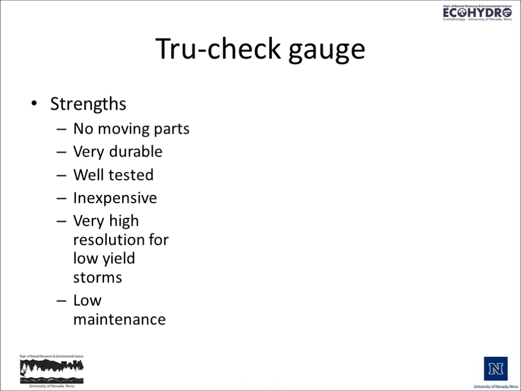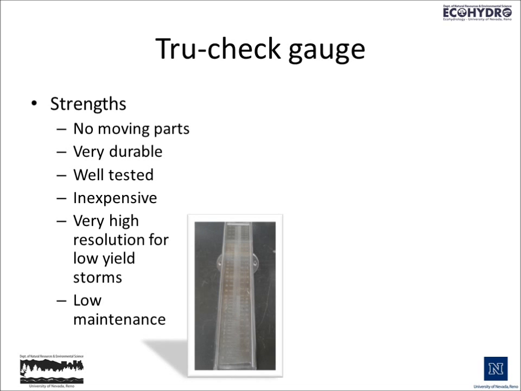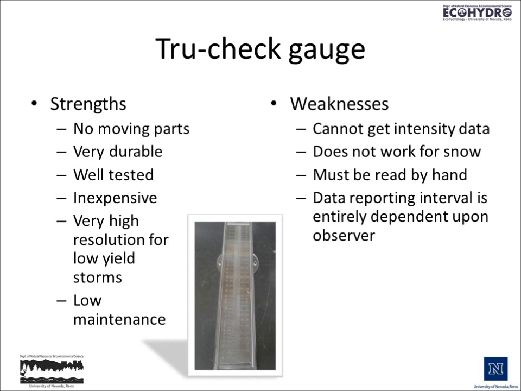Some of the strengths of the TruCheck gauge include no moving parts. It's very durable, it's well tested, it's inexpensive, it has good resolution for low yield storms and very low maintenance. Some of the weaknesses include that you can't get intensity data again. It doesn't work for snow. It has to be read by hand, and as before, the data reporting interval is entirely dependent upon the observer. We can't program that in advance.